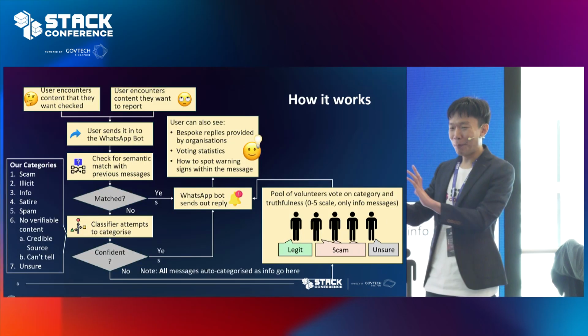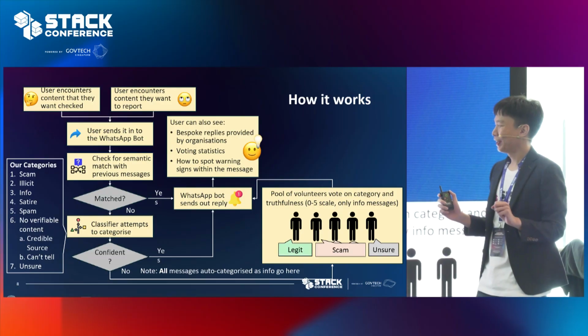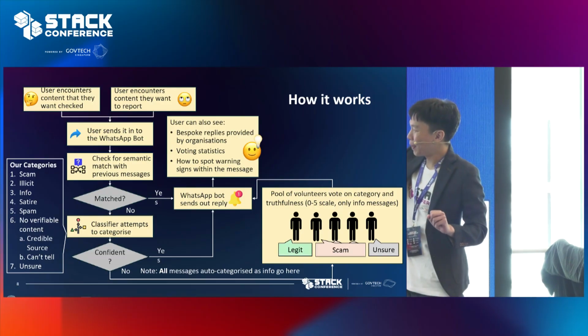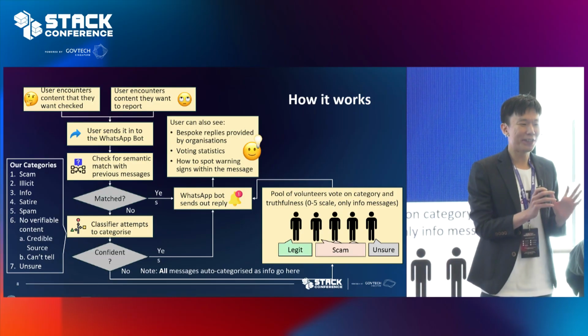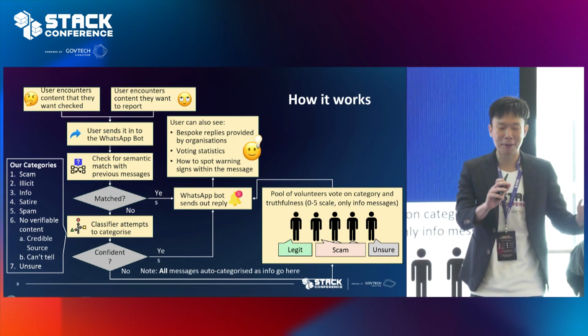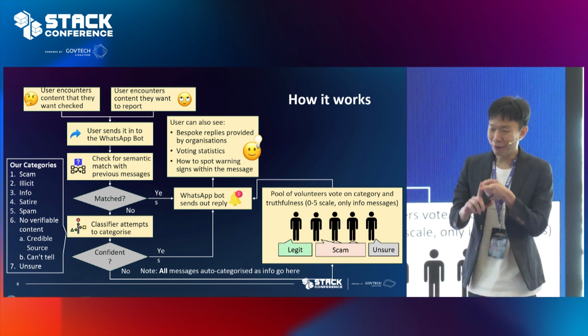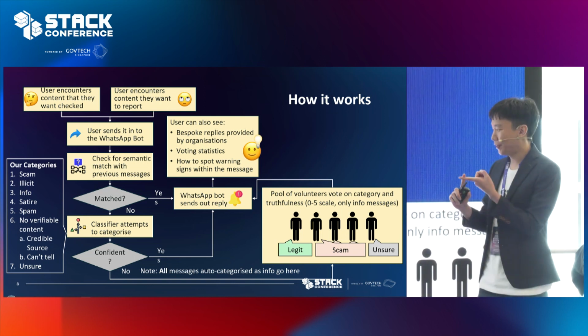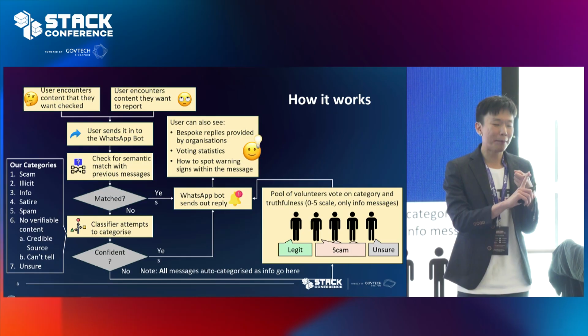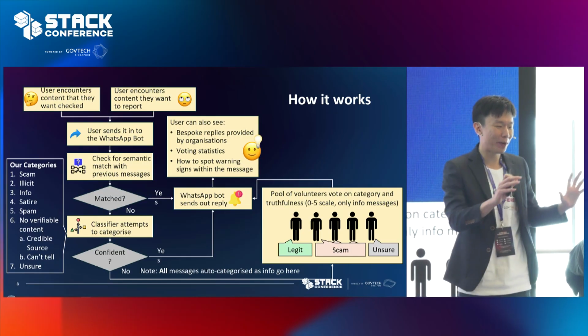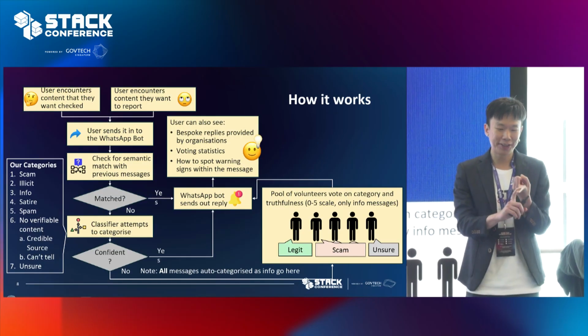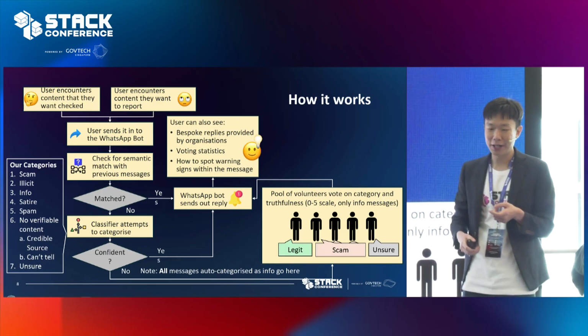Okay, so a bit more detail on how CheckMate works. You can see it here. When people receive a message, they find it a bit sus, a bit dubious. They don't know what it is about. They can just send it to the WhatsApp bot. The first thing that happens is that we try to do a semantic matching. We try to match it to the database, because we have already collected quite a lot of messages. It could be one that was already assessed. If it is, straight away we can reply.